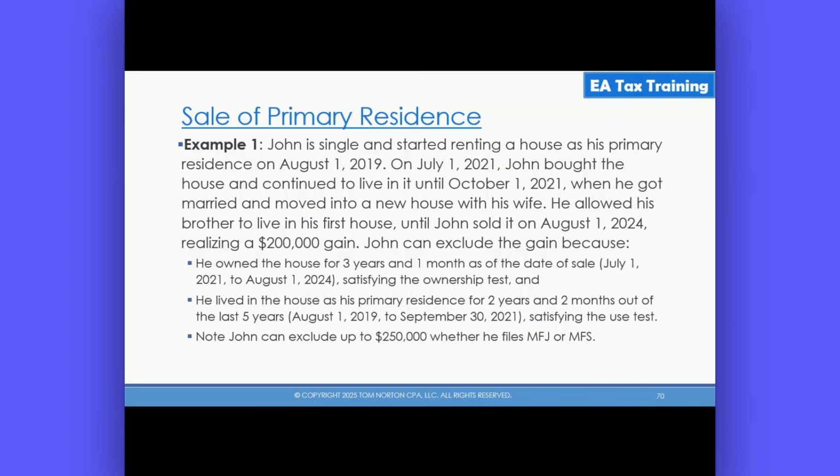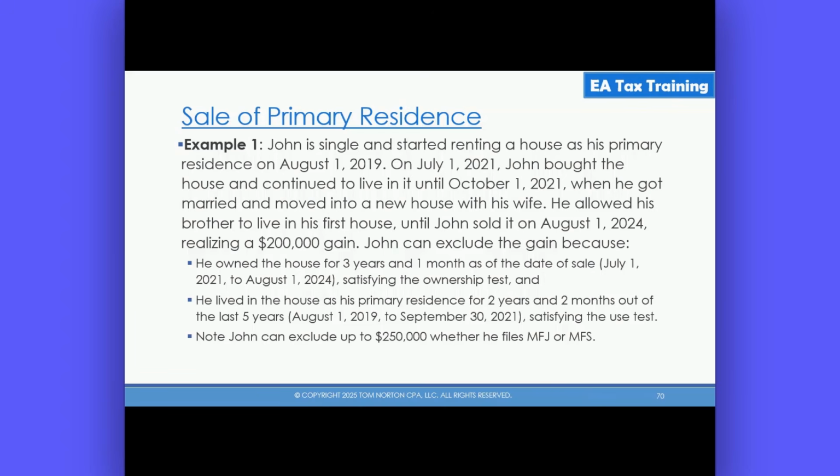Notice he did not own the house for the entire time that he was living in the house as his primary residence, but it doesn't matter. All that matters is that you owned the house for at least 2 years out of the last 5, and that you lived in the house as your primary residence for 2 years of the last 5. Those time periods do not have to overlap. So John can exclude the entire $200,000 gain.